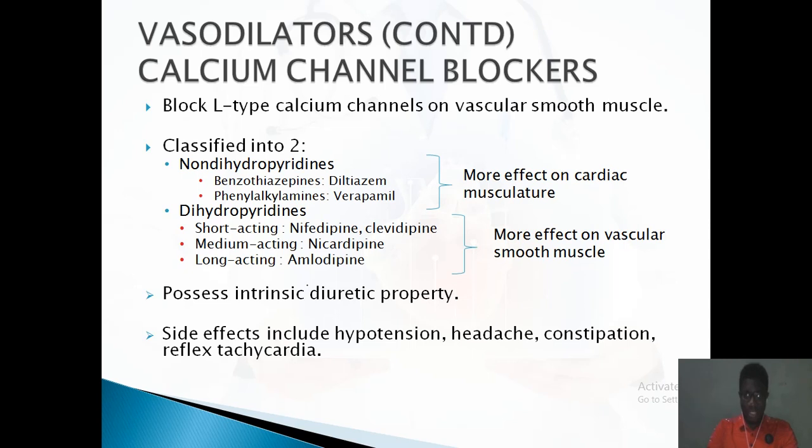So they can be classified into two major groups. We have the non-dihydropyridines and the dihydropyridines. The non-dihydropyridines are subclassified into two: the benzothiazepines and the phenylalkylamines. The benzothiazepine example is diltiazem. The phenylalkylamine example is verapamil. And you should know that the non-dihydropyridines have more effect on cardiac musculature. You should never forget this. Even when writing your theory, you should put this, and it's always coming out in MCQs too.